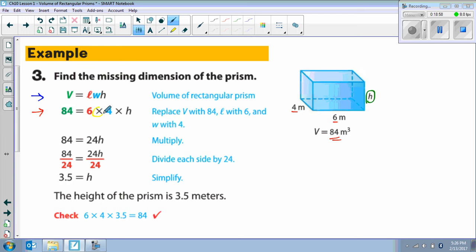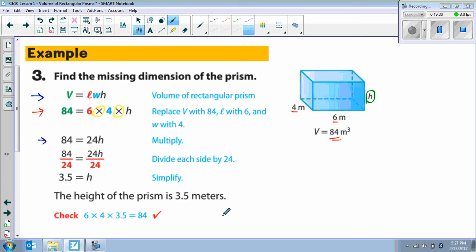Now, they're doing something here that I don't like, that you've seen. What do we say about using the x for multiplication? We do not do it. I would prefer that you use parentheses or use the dot for multiplication. Okay? So, when we simplify, we have 84 is equal to 6 times 4, that's 24h. So we've got a multiplication equation, and to get the h by itself, we'll divide by 24 on both sides, and we end up with 3.5 meters.